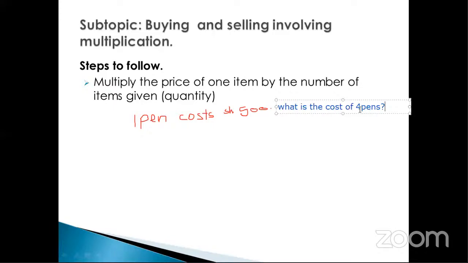So you multiply 4 times 500 to get the total cost. When you multiply, the product becomes your answer. So that is what the point is trying to tell us. And so let's go to the next point and see what they are telling us.